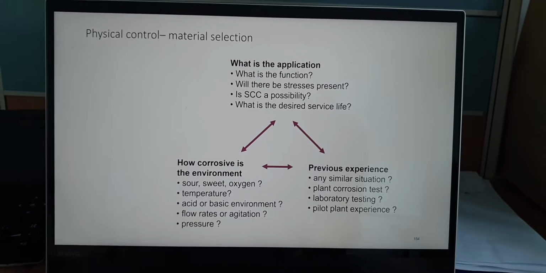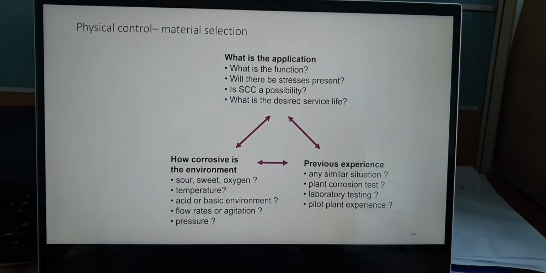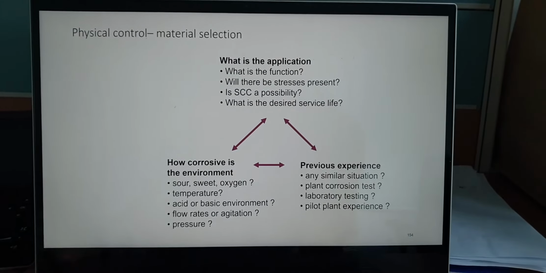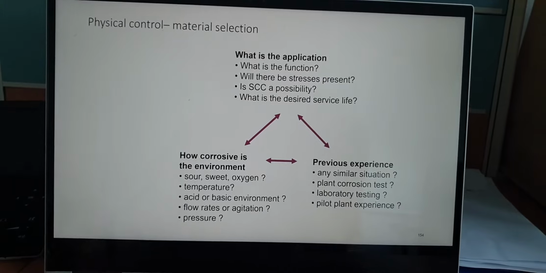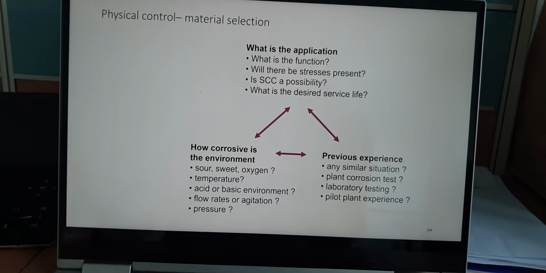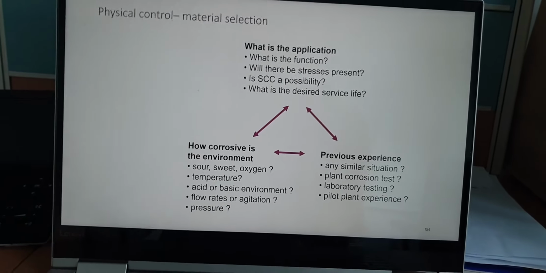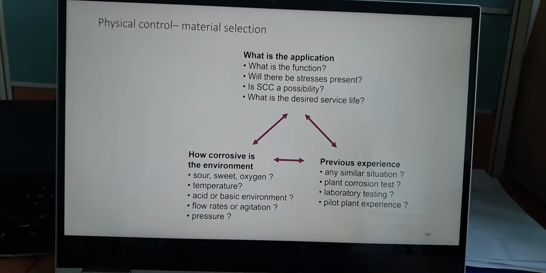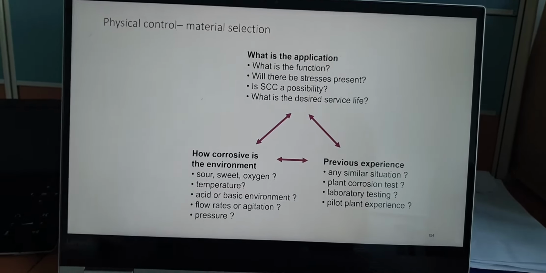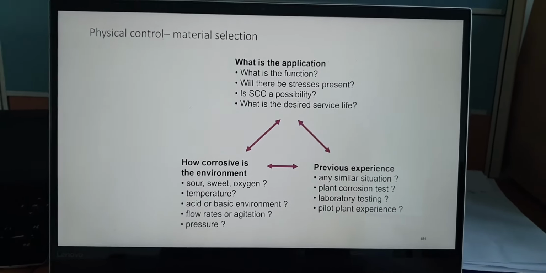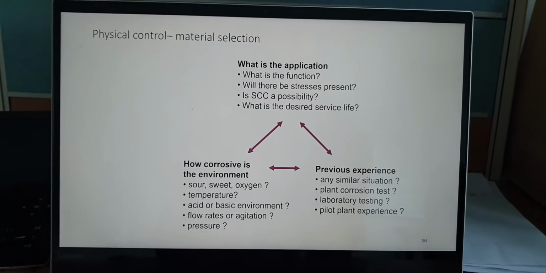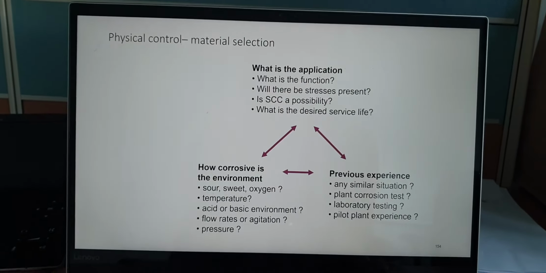How corrosive is the environment? Is it sour, sweet, does it contain oxygen? How is the temperature? Is it acid or basic? What is the flow rate? It could be an erosion problem, with agitation or cavitation. How is the pressure? Are there pressure drops, gas formation? All these things need to be evaluated and very well understood to know the performance of the materials.